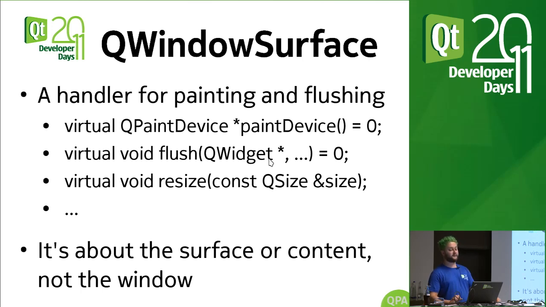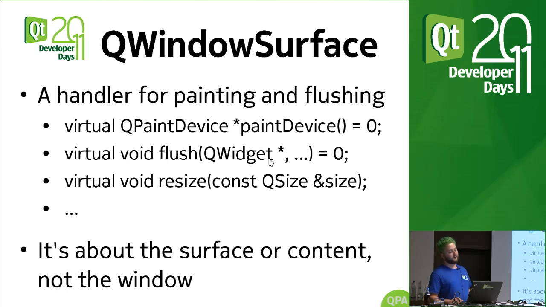The other one is QWindow Surface. QWindow Surface is about the surface or the content, so the inner parts of the window. And it's mainly for painting and flushing whatever you painted to the screen. It does not have, again, don't want to totally lie, it has a geometry, but in reality it only has a size. So it has no position. It's always at position 0, 0.